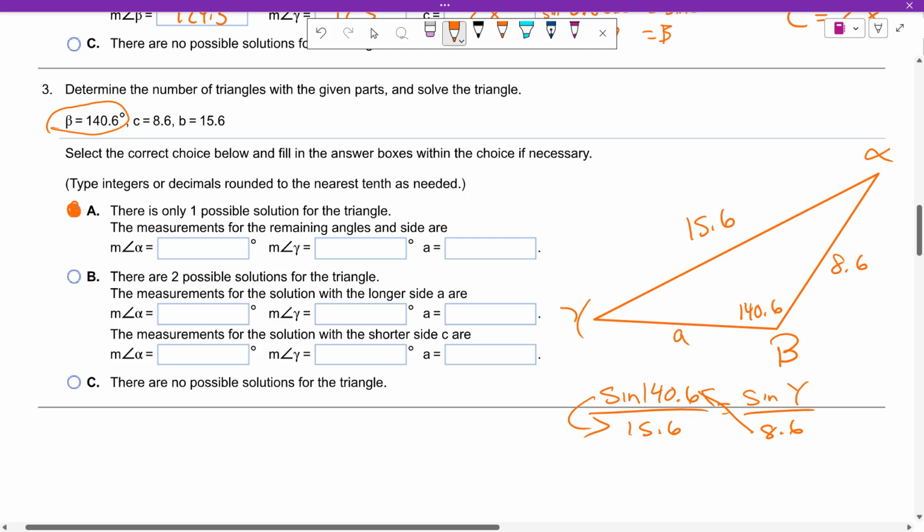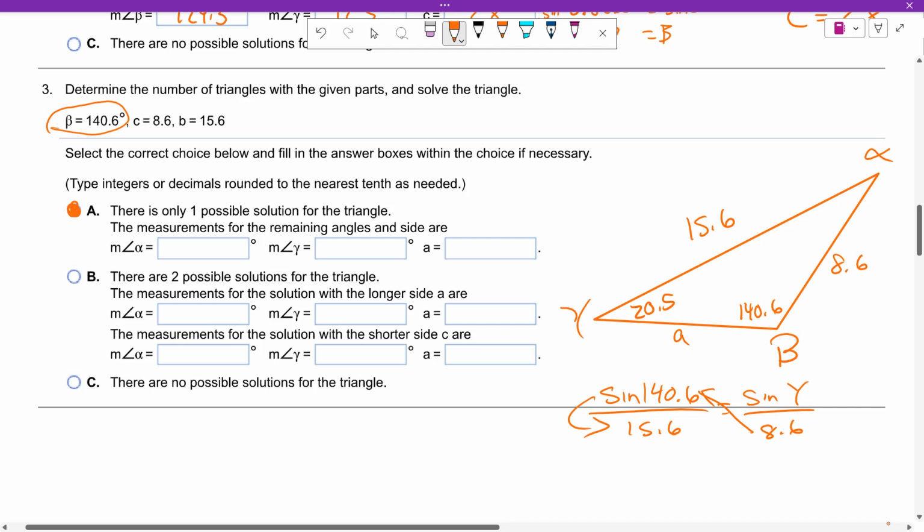You will get an answer for this one. It does work. What do we get? Small number. Not super small number, but should work. 20.5. That's my angle. Now, how many degrees are in a triangle? In a triangle, there's 180 degrees.